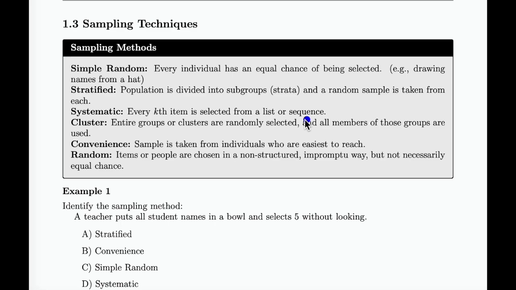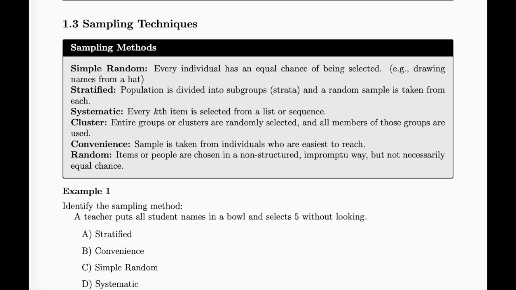But the key to this is that the number of items between each sample that you pick when you're looking at them in a list or a sequence is the same. It's always going to be the 10th item, or it's always going to be the 20th item. That's systematic. So think about systematic as being on a conveyor belt, and you pick every 5th item or every 3rd item. Okay, now let's look at convenience sampling.